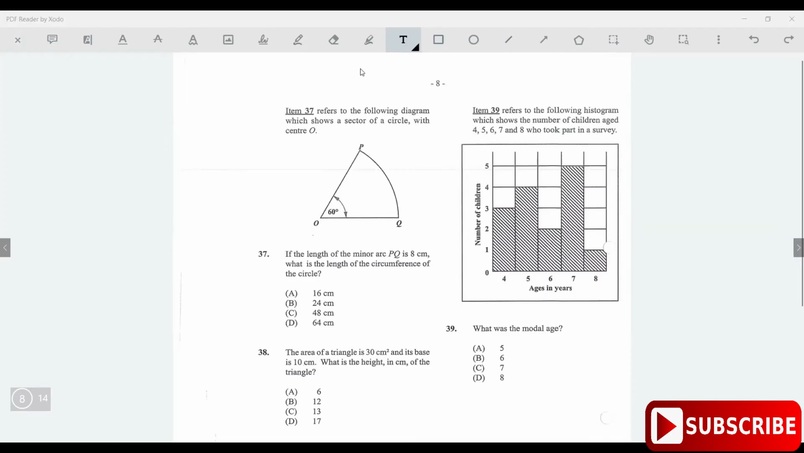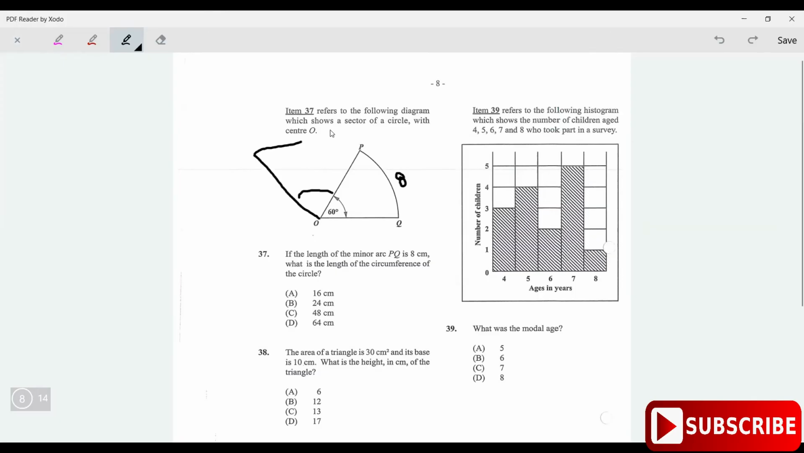This question shows a sector of a circle with center O. If the length of the minor arc PQ is 8, so they're giving us this length, what is the length of the circumference? If this length is 8, and this is 60 degrees, another 60 degrees would be here, and this length would also be 8. Another 60 degrees would make it come to here, and this minor arc would also be another 8.